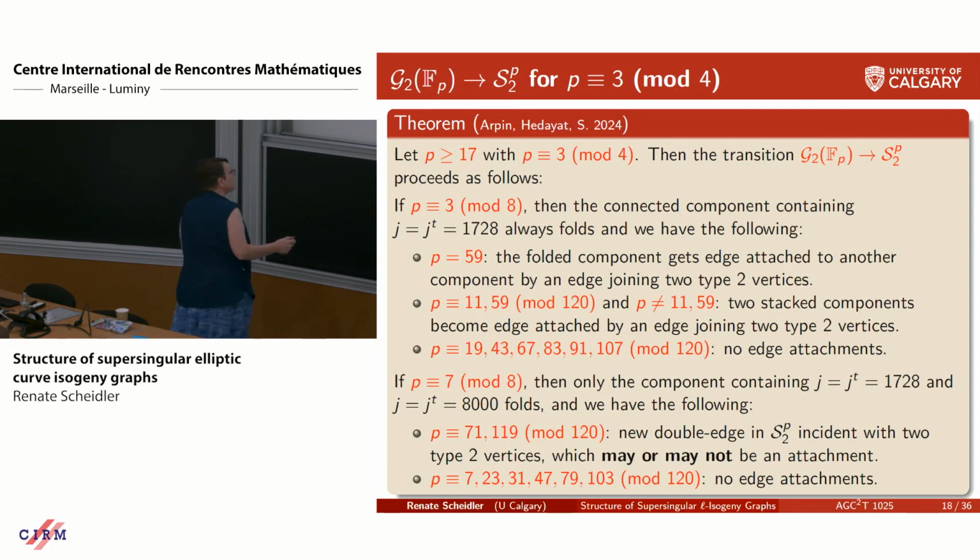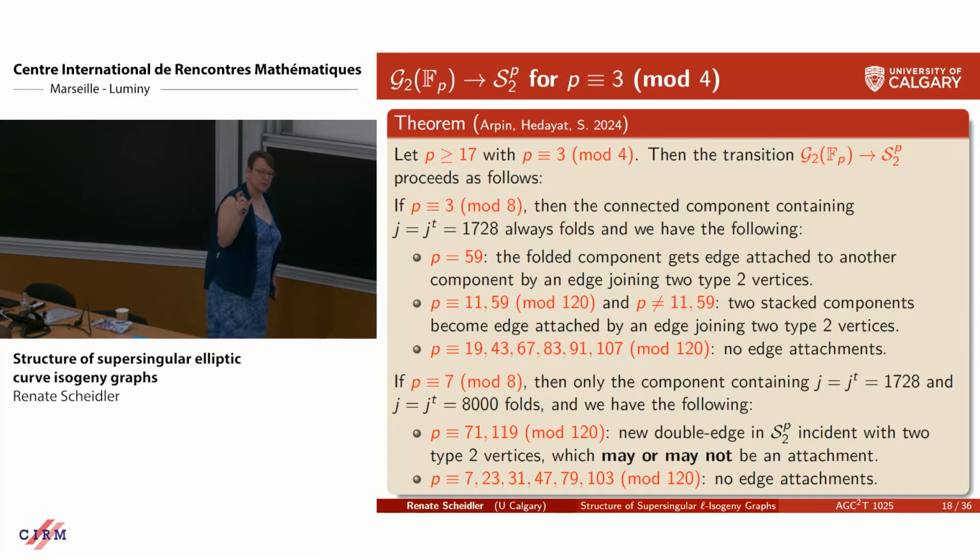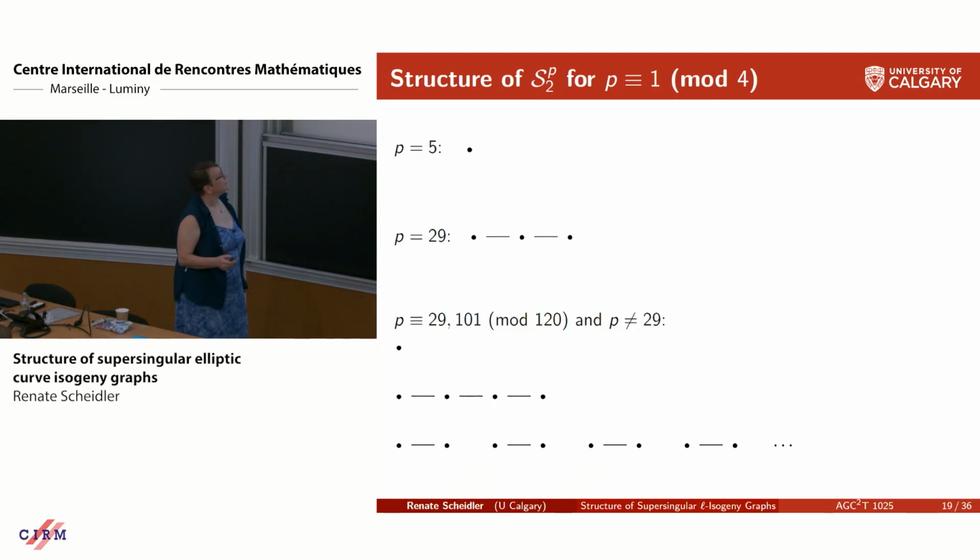I want to draw your attention to these two nasty congruence values modulo 120. These are the only ones where you're unable to completely resolve what happens. So here it introduces a new double edge into the spine. That double edge is incident with two type 2 vertices, but you don't know whether that leads to an edge attachment or not. So you don't know whether it joins two components or not. And you really can't tell in this case. So we have examples. I'll give you examples for both behaviors in a minute.